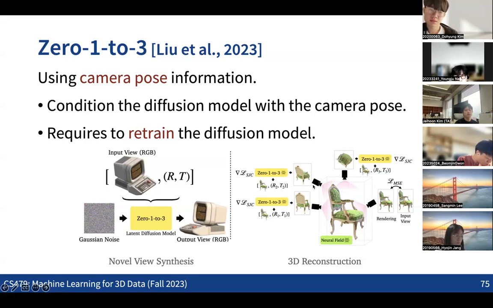And this kind of diffusion model can be trained only when we have the camera pose information for the multi-view images. So this is one way that we can provide some sort of weak supervision for this 3D information, by having multi-view images and the camera pose. So this might be one simple way.